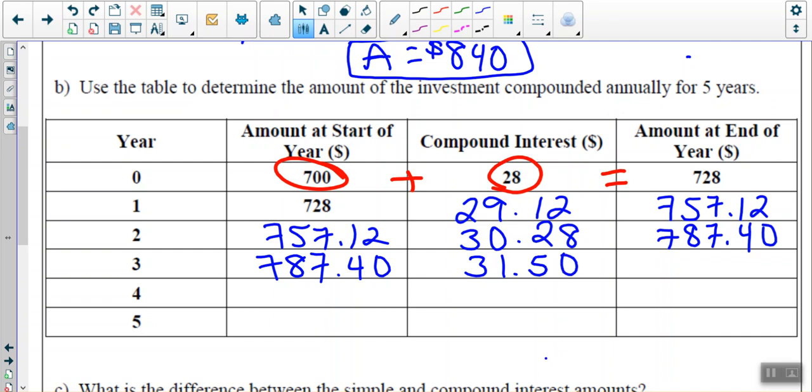I'm going to round that one to 50. It's 0.496, so I'm rounding that up to 50 cents.